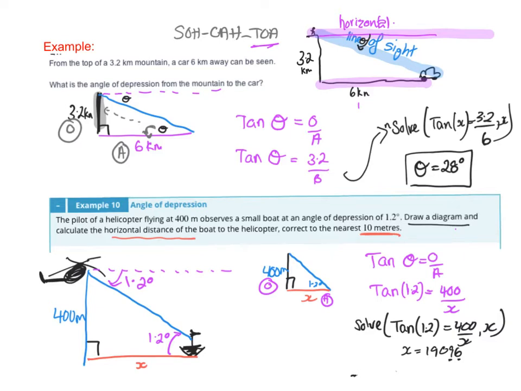We go tan, or write out the rule. Tan angle equals O over A. Then you're going to write in what you know. So tan angle equals 3.2 over 6. So Harry, this would be all the stuff you're writing out.